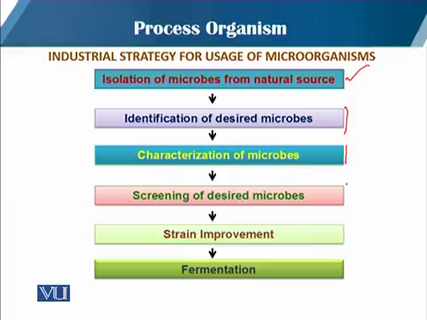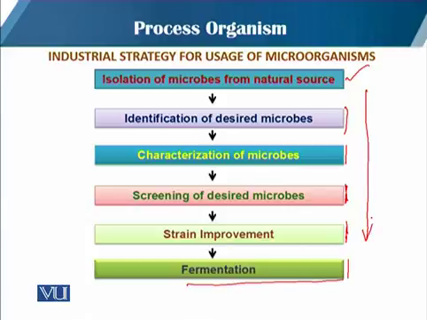Then we screen, because if there are many strains, we select the hyper producer. And then if there is any possibility, we develop that strain for maximum production. And then we run the fermentation process. So these are the different steps that we have to go through for the fermentation for better production.